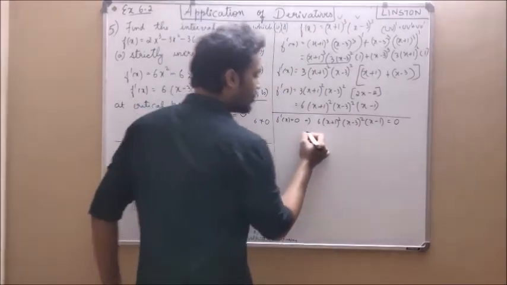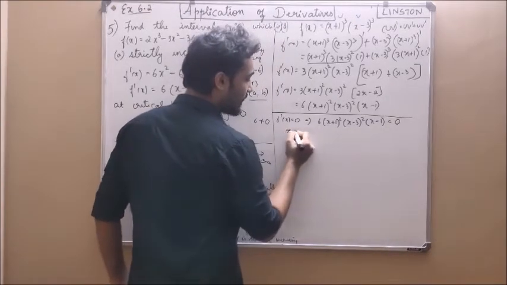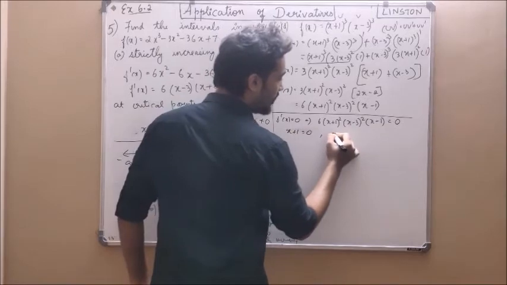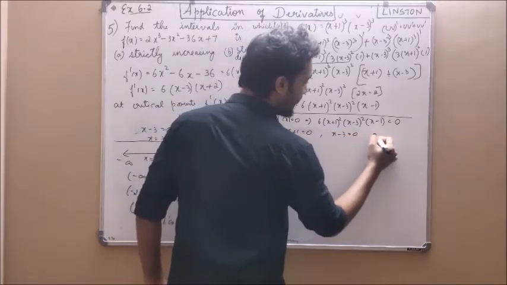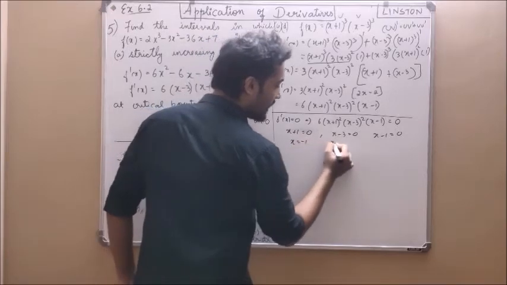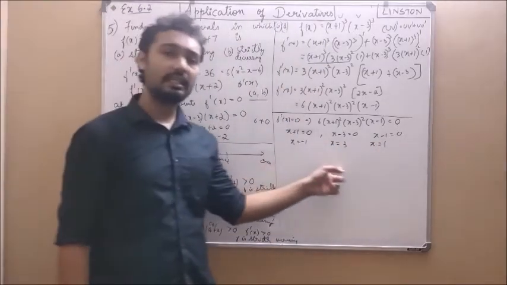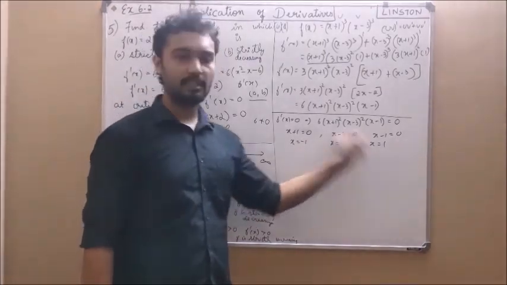So therefore what you get? Either x plus 1 equal to 0, or x minus 3 equal to 0, or x minus 1 equal to 0. So which are the critical points? x equal to minus 1, x equal to 3 and x equal to 1. So these are the three critical points.